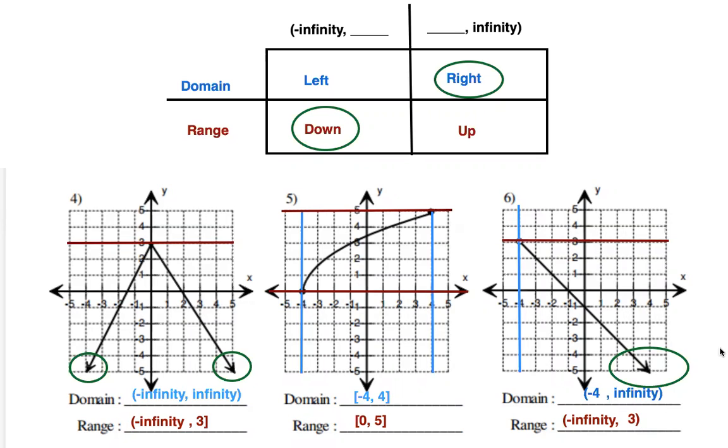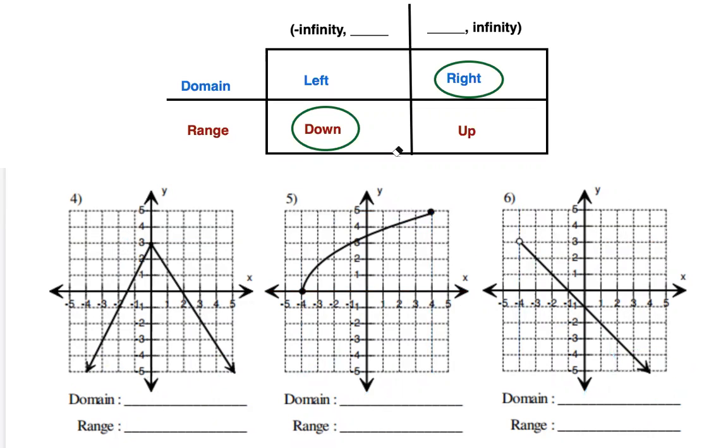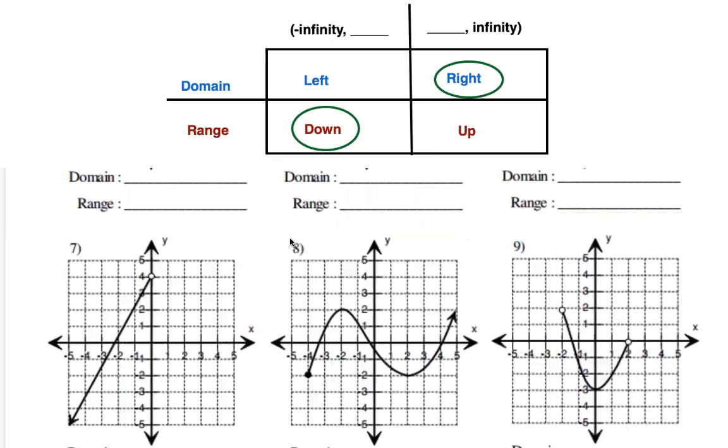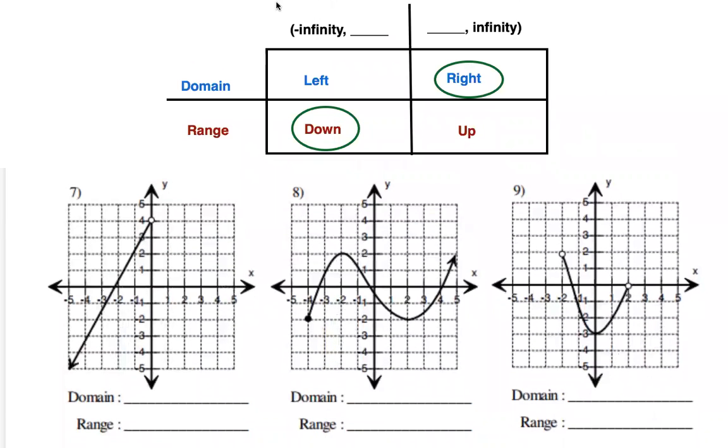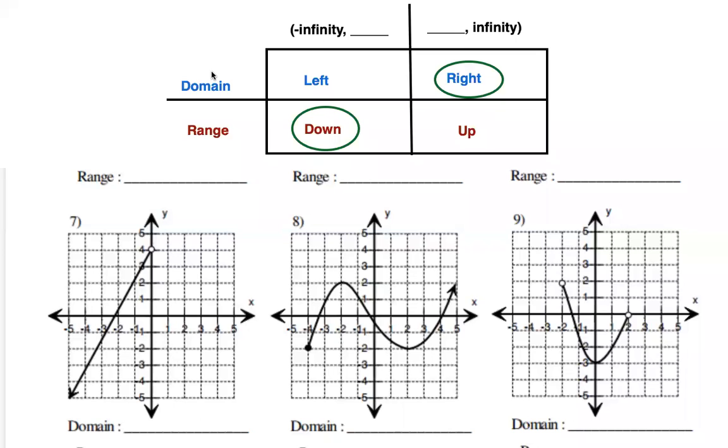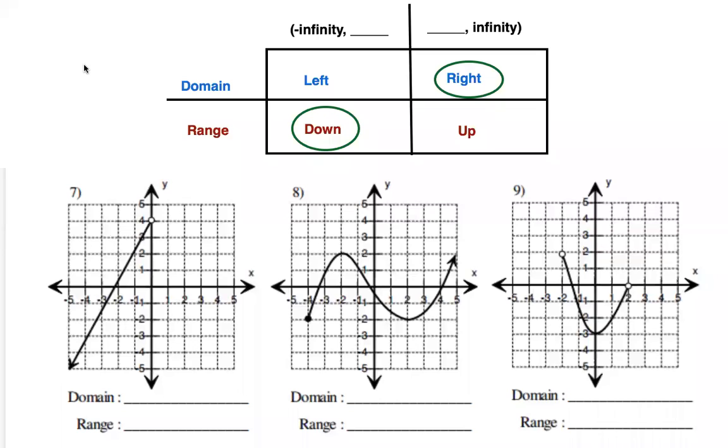Let's take a look at the last 3 for set A, 7, 8, and 9. So for number 7, we have an arrow again. Let's go ahead and remove our circles from the table. Take a look at that arrow. It is pointing down. It is also pointing to the left. So negative infinities only.